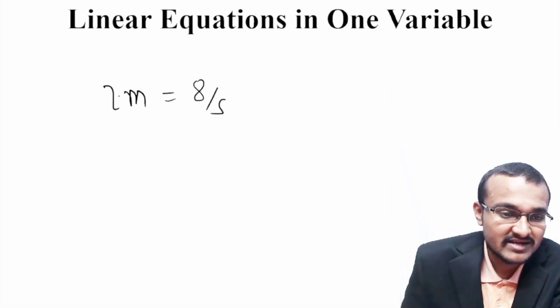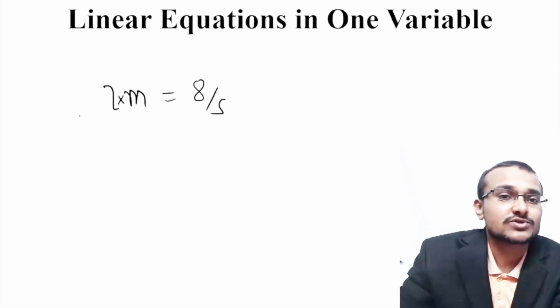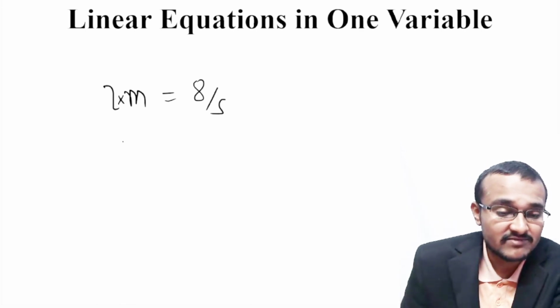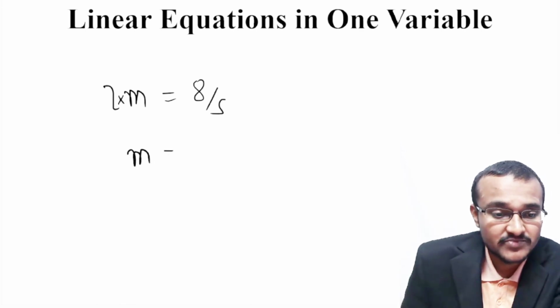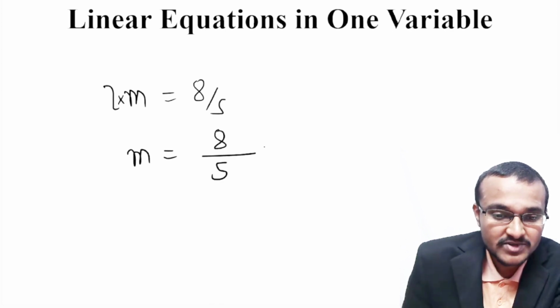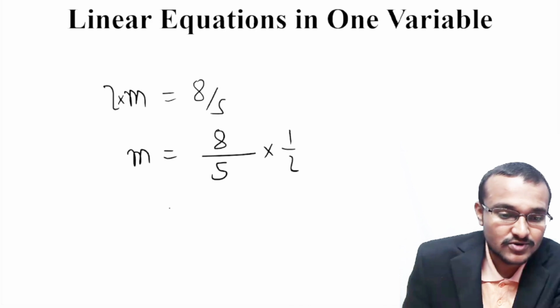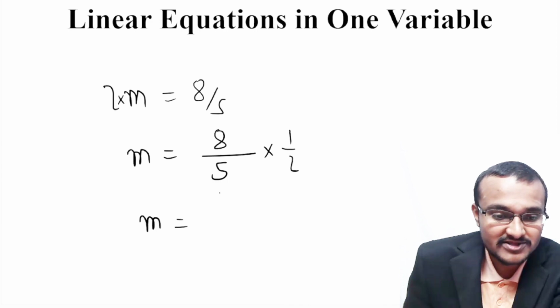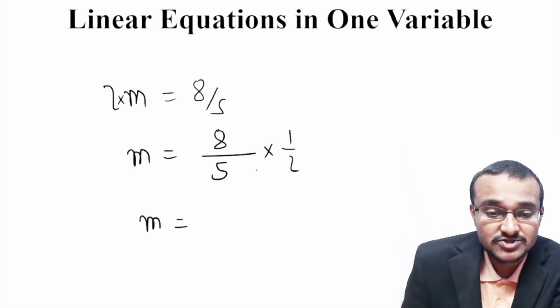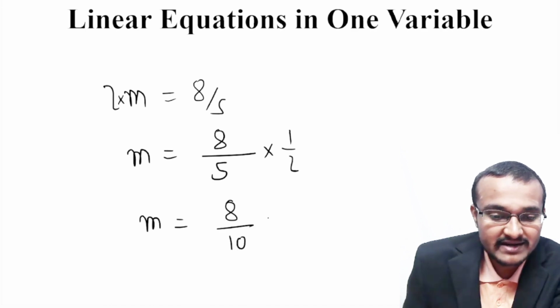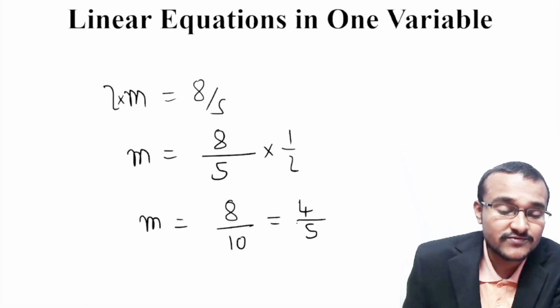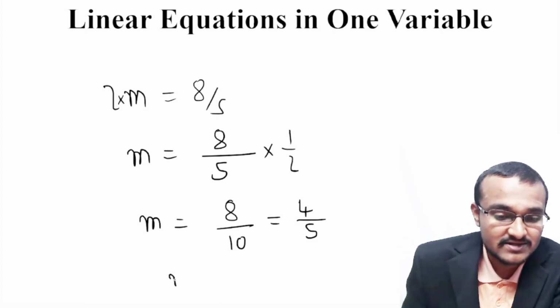So now you can bring this 2 to the right hand side. So that will become division. So divided by 2. So m is equal to 8 by 5 divided by 2. So into 1 by 2. So now you can actually solve this particular equation. So 8 into 1 is 8, 5 into 2 is 10. So 8 by 10. So 8 by 10 is actually 4 by 5, because 2 4s are 8, 2 5s are 10. So the value for m is 4 by 5.